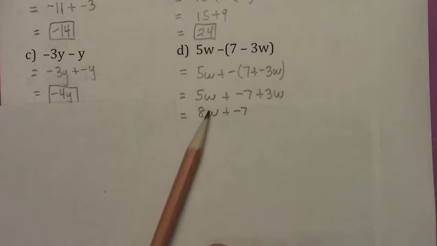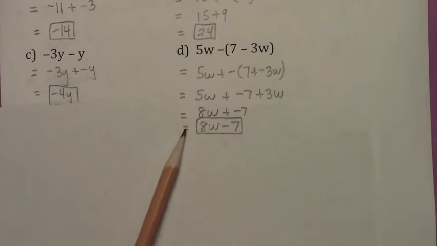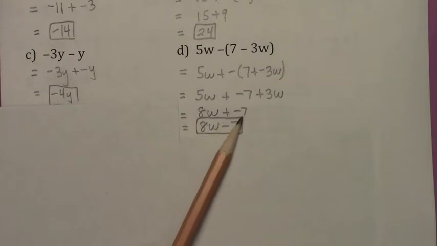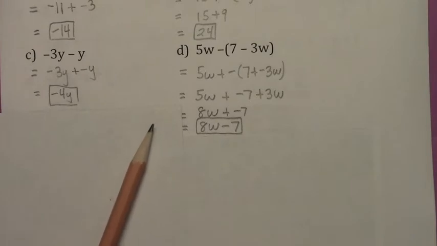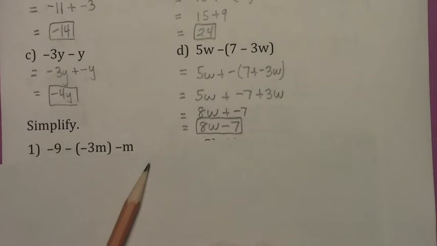You get 8w plus negative 7, which is fine. Now the book might write it as 8w minus 7, and in Math 80 usually they don't leave their answer as plus and negative. They'll write it as a subtraction problem. Either way it's fine. In my class, again, talk to your instructor about how your teacher wants you to write the answers. Okay, so let's keep on going with these kinds of problems.